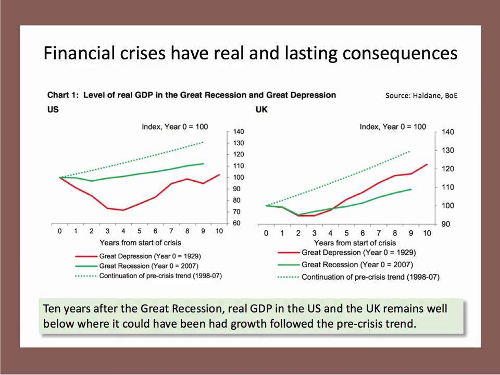And 10 years after the Great Recession, real GDP in the United States and the UK remains well below where it could have been had growth followed the pre-crisis trend. The red line in each of these charts shows GDP in the years after the start of the Great Depression. The green line is GDP post-2007 for the USA and the UK. And the green dotted line shows the trend growth of output had growth continued at pre-crisis levels, which is unlikely, but it does show there's a big gap between where output is now and what it might have been had the financial crisis not happened.